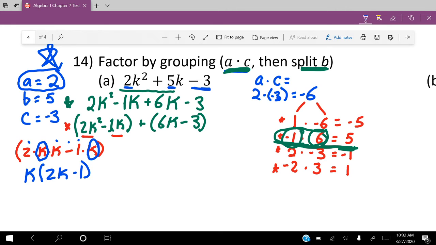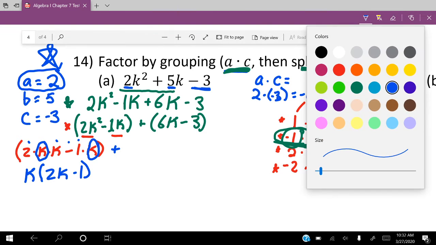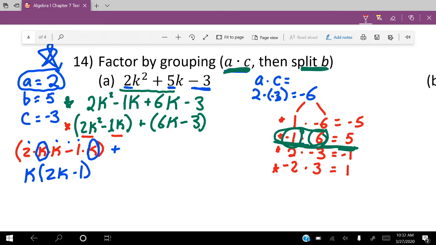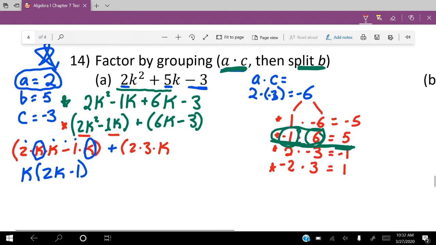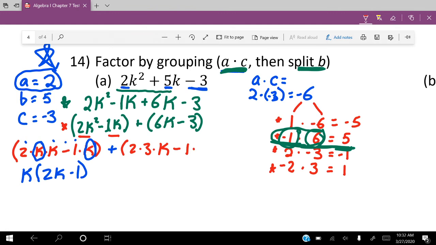Now, what I'm going to do next is go ahead and do the same thing with this second set of parentheses. So I'm going to break down 6k minus 3. 6k is really just 2 times 3 times k. Minus 3, I'm actually going to break down. I'm going to say minus 3 is actually negative 1 times 3. And we know negative 1 times 3 is just negative 3, so that makes a little bit of sense.